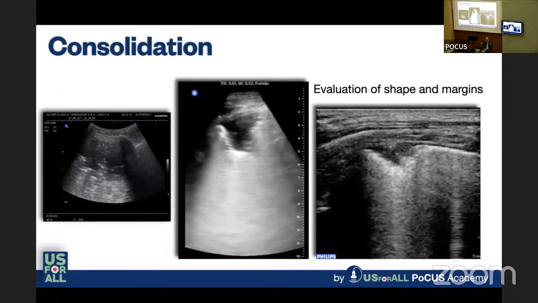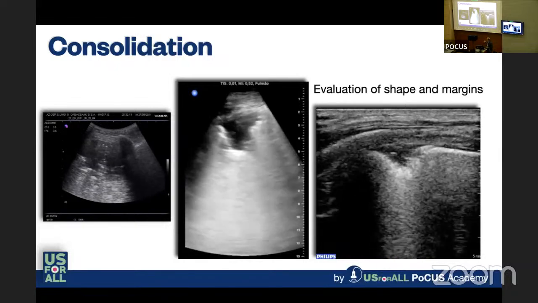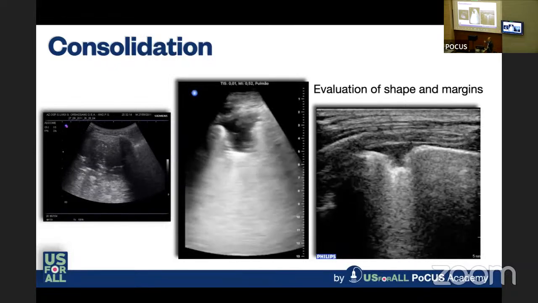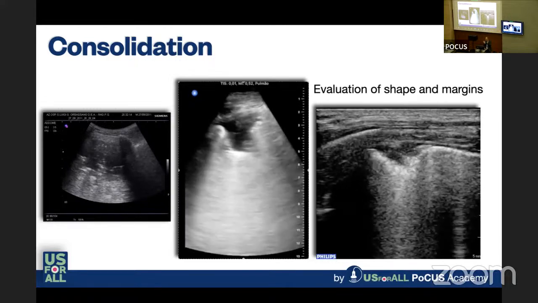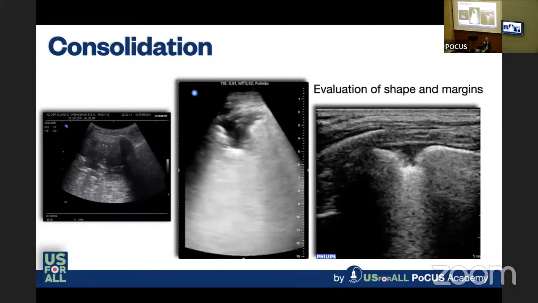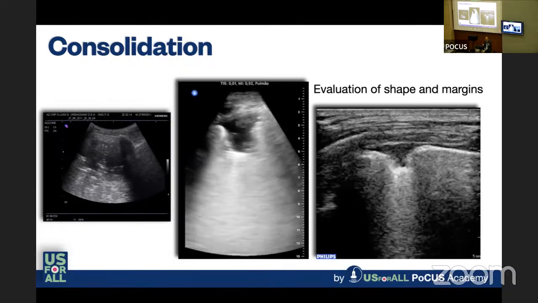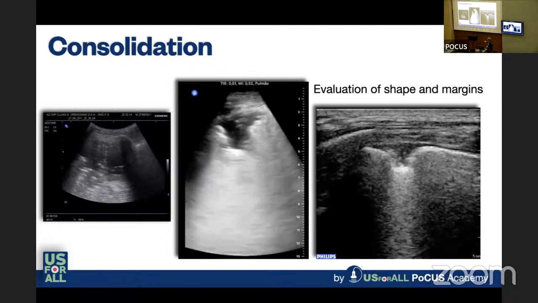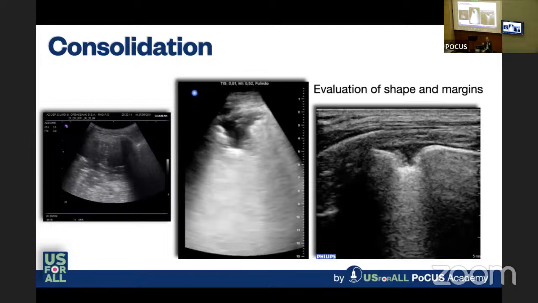We also use the shape of the consolidation. For instance, these consolidations are small, wedge-shaped, with sharp margins. They are typical of infarctions of the lung. Whereas in pneumonia, the shape is irregular, with blurred margins.